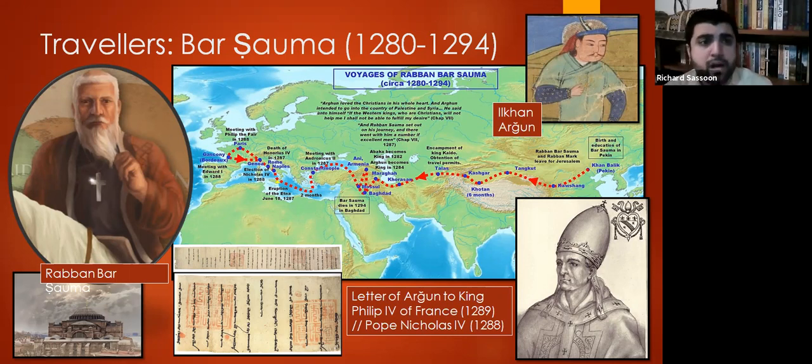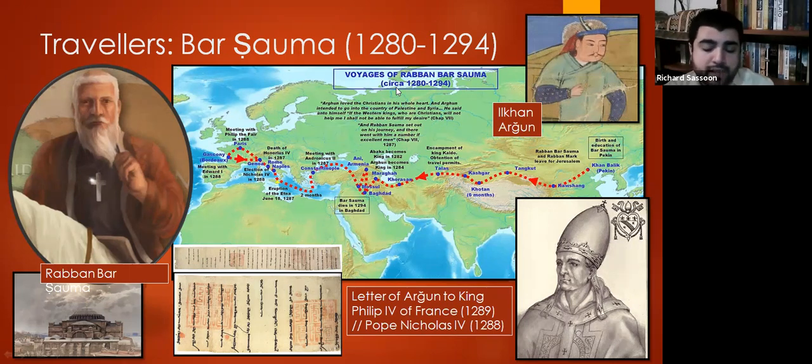Now, Rabban Bar Ṣauma went to a number of places in Europe. The first one was that he arrived in Constantinople, and he thought the Hagia Sophia was one of the most amazing structures he'd ever seen. He tried to get Andronikos Palaiologos, who was the current Byzantine emperor, to provide soldiers and create this alliance with the Ilkhanate, but there were a lot of internal issues within the Byzantine Empire, and so they could not commit.